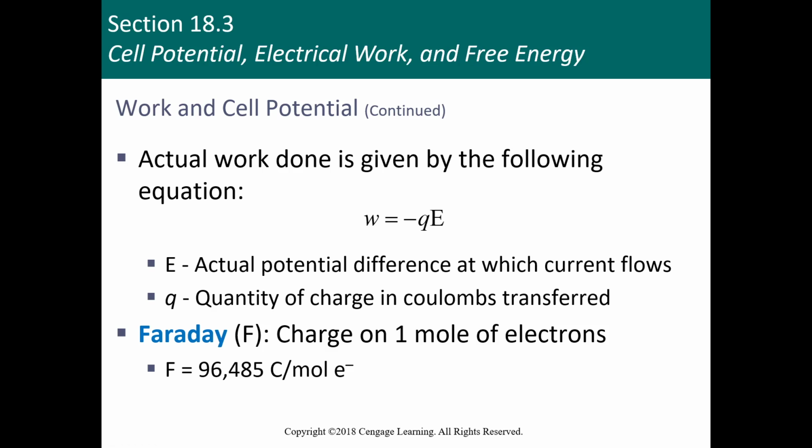All right, so we need to discuss a Faraday because now we're getting into coulombs and quantities. Faraday is the charge on 1 mole of electrons. So a mole of electrons has 96,485 coulombs worth of charge. So this is the Faraday right here. You will notice it is a very weird number, right? 96,485. It's really quite a bizarre number.